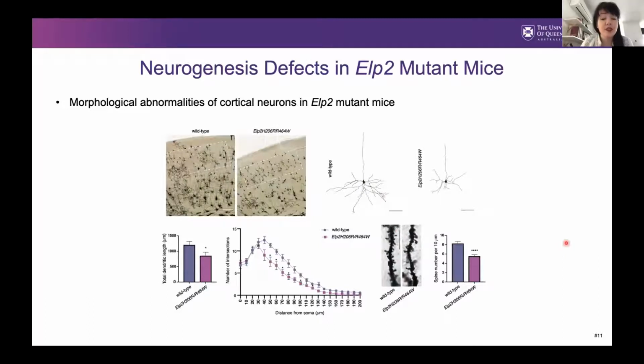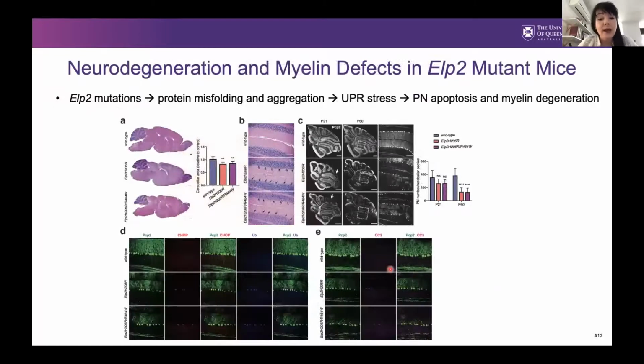Interestingly, when the neurons differentiate, there is also abnormal morphology of these neurons, as we found that their branching is reduced by quantifying this. We also found that the number of dendritic spines is reduced, which would explain why there is a synaptogenesis defect as well, likely leading to all these phenotypic features we see in the mice.